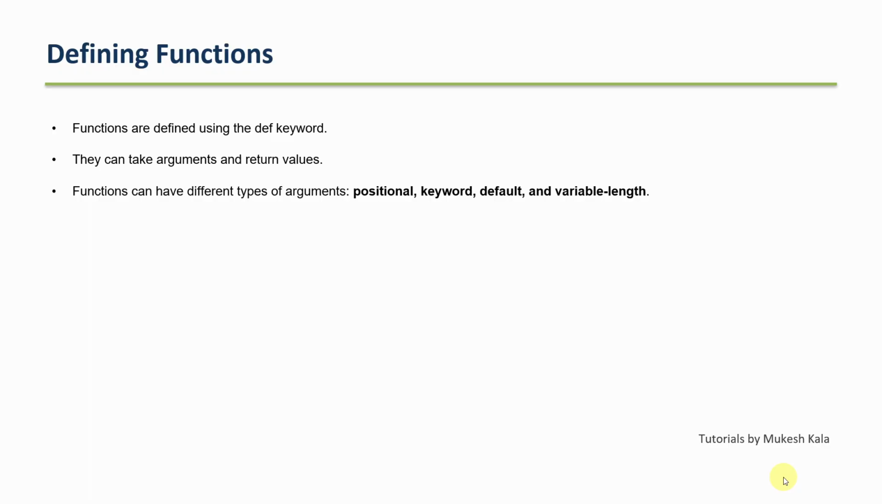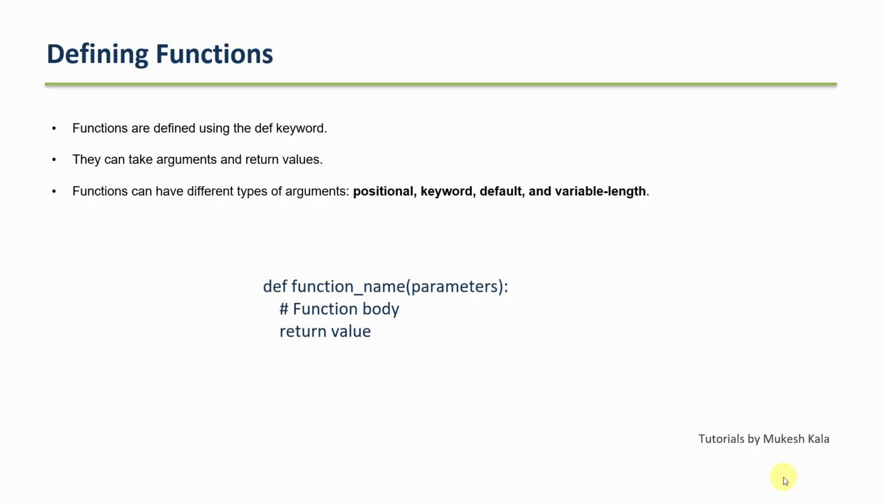Functions can have different arguments, which can be positional, keyword, and variable length. We'll talk about all of that in a bit, but while we work on functions, there are a few things you need to remember. The first is that we use the def keyword to define functions. They can take arguments, and arguments are of different types: positional, keyword, default, and variable length. If you are preparing for a Python interview, this can be one of the interview questions: what are the different kinds of arguments a function can have?